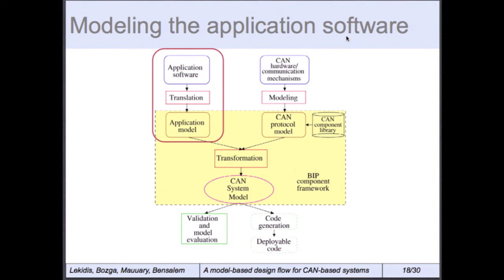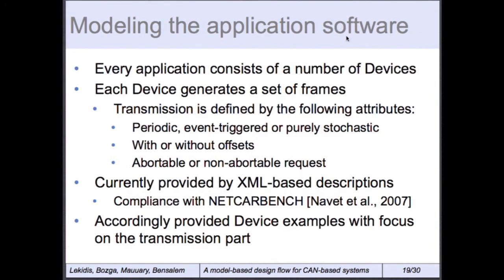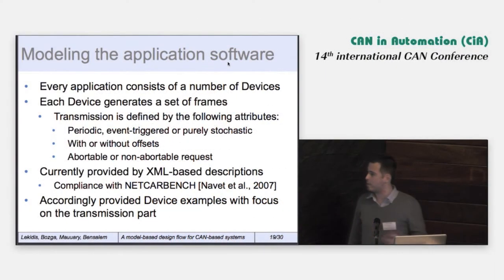So the application model is also important in order to construct the system model as I described before. How does the tool work? It consists of a number of devices. The devices are generating a set of frames, and these frames can be periodic, event triggered, or purely stochastic, which means that they can be generated with or without offsets, and they can be abortable or not abortable.